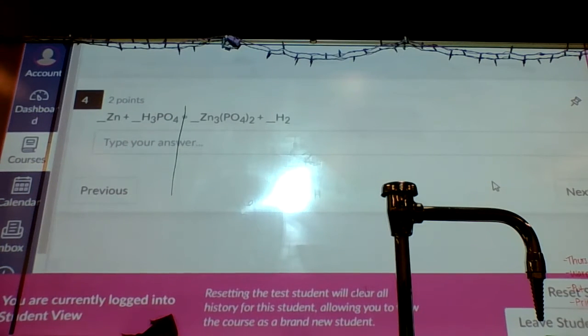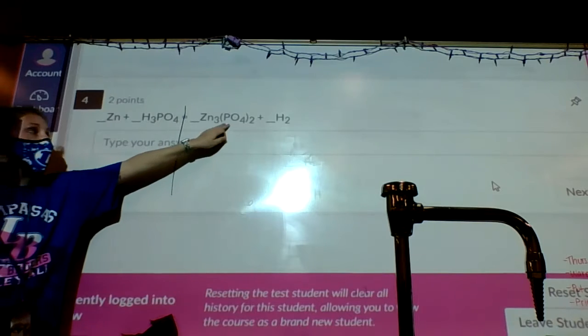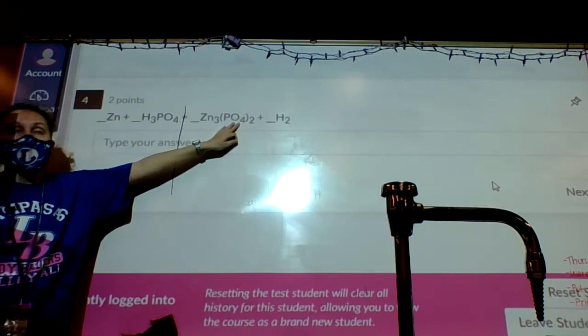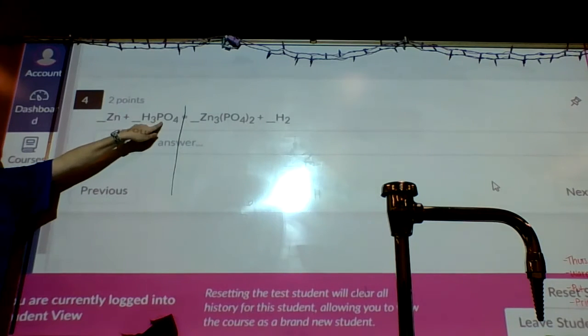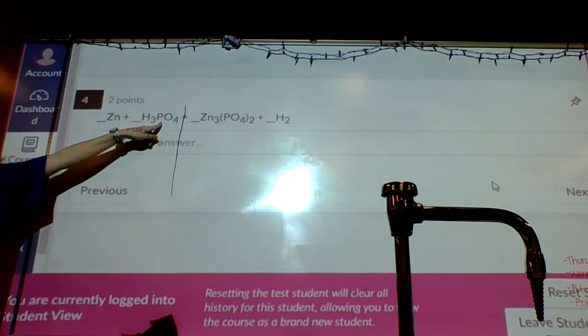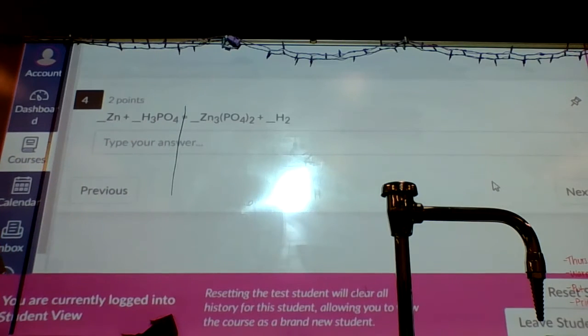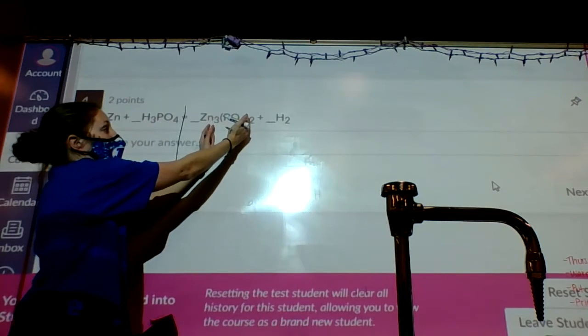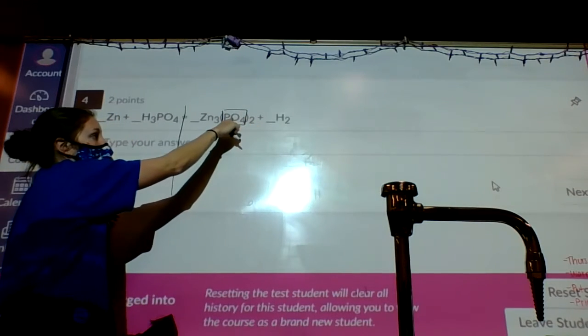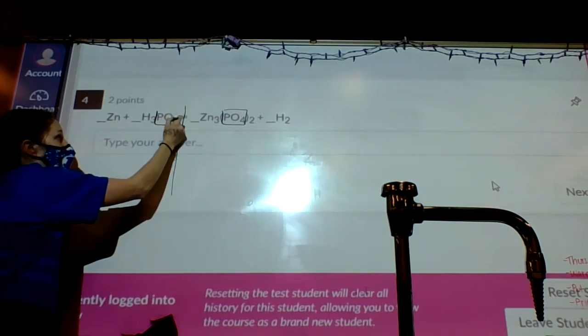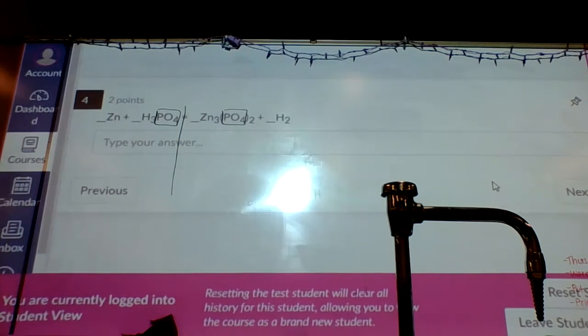When you see something in parentheses, you always want to double check something. I see PO4 in parentheses. Is there PO4 that's together on this side? Yes. So instead of separating and counting my P separate from my O, I can basically treat this like a unit. So I have on this side 2 PO4s. On this side, I have 1 PO4.